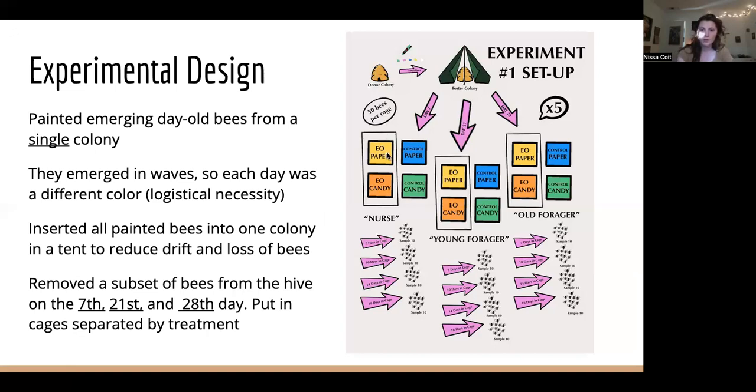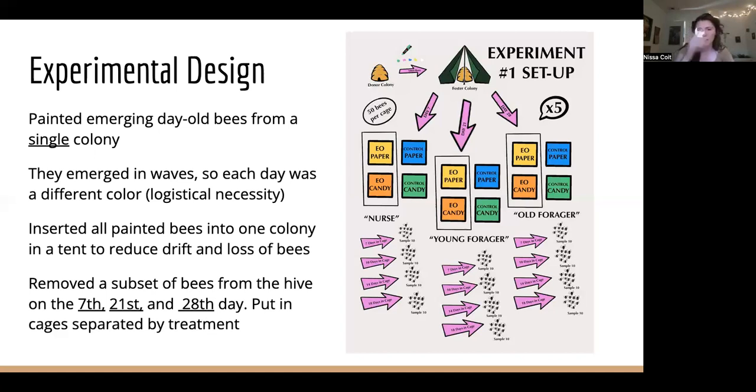The different cages were ethyl oleate treated and control treated. And I fed them the ethyl oleate in different ways. I mixed it into a candy fondant, and I also just put it on filter paper because I wasn't entirely sure how they were going to perceive that and whether they would actually eat the candy. So I wanted to make sure that they were getting it.